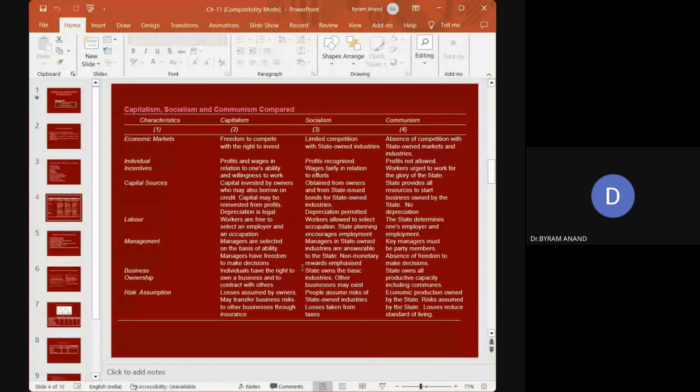But when you talk about the government, in a socialist economy, people assume the risk of a state-owned industry. They have to work for the government industry. Loss is taken from the taxes. So if it is a loss for the company, it will be taken as taxes. In the mixed economy, production is owned by the state government, risk is assumed by the state, losses reduce the standard of living. So it may be government or private. The loss is in the hands of the people only. Government has to take its loss, private has to take its loss into their risk consideration.